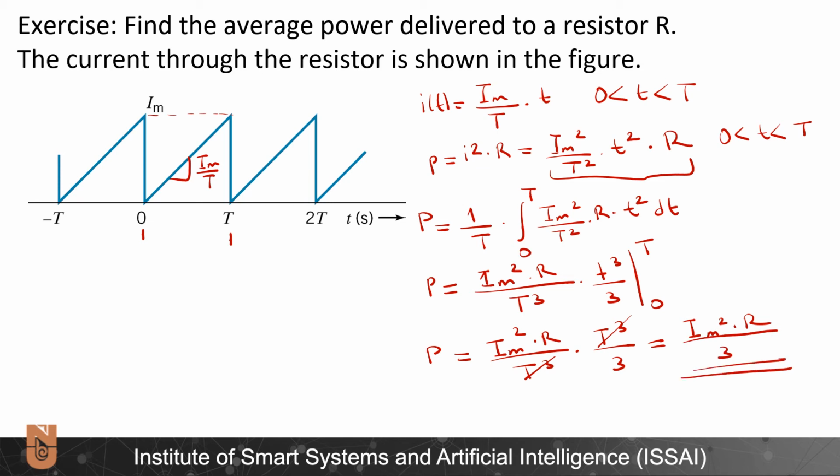So basically this triangular waveform has 1/3 the average power compared to if we would have a constant current of Im through that circuit element. Interesting.